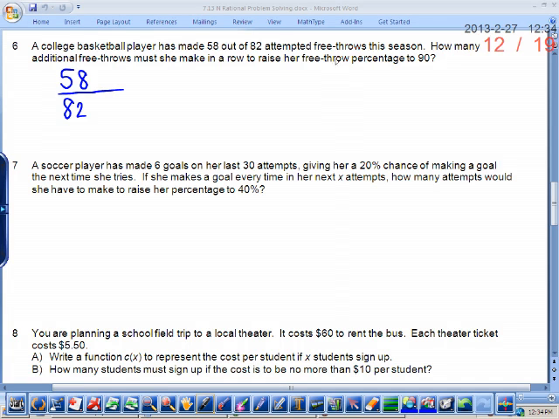So if we let x be the number of free throws she can make in a row, then what do you think we're going to add to 58 and 82? X. And what are we going to set that equal to? 90 over 100 or 9 over 10. Either of those is fine. All right, go ahead and solve this one, please.